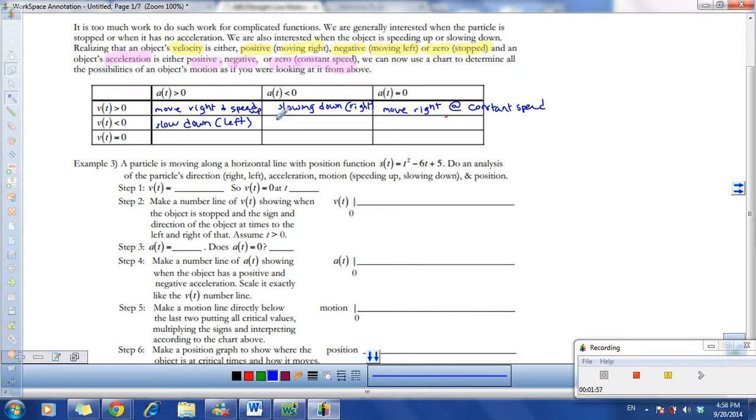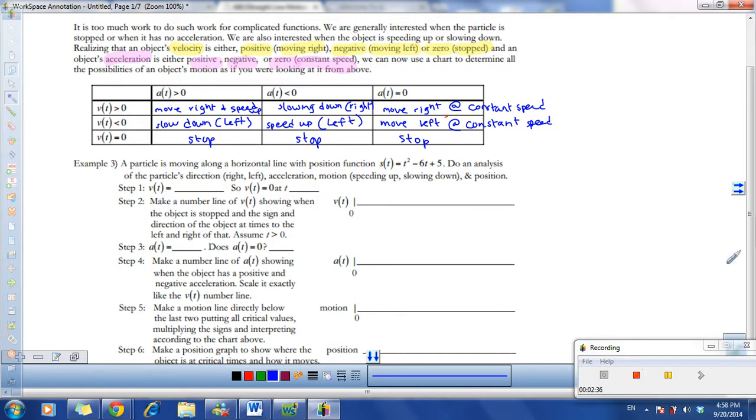Okay, and then when both my acceleration and my velocity are negative, that means I'm speeding up, and I'm going to the left. I'm speeding up in the left direction. When my acceleration is zero and my velocity is negative, that means I'm moving to the left at a constant speed. And when my velocity is zero, that means I stop. So stop, and I stopped here.